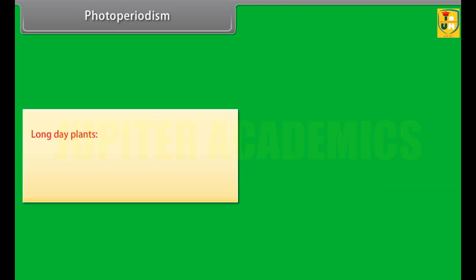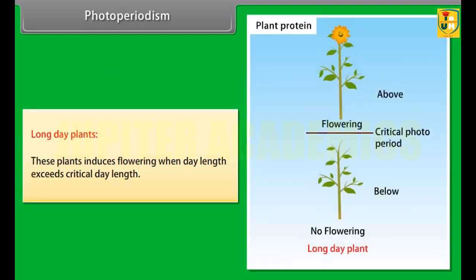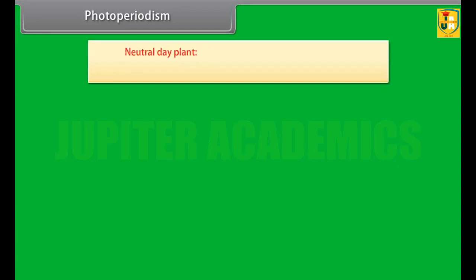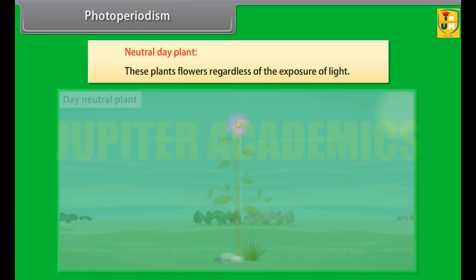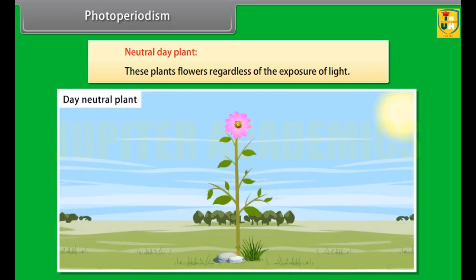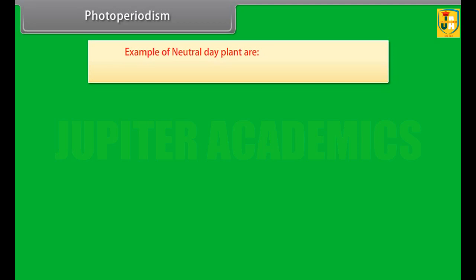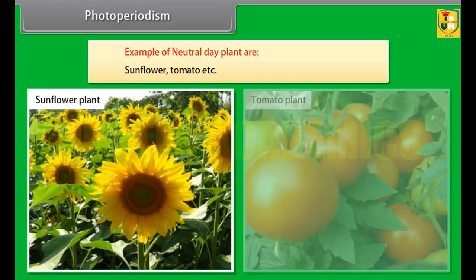Long day plants. These plants induce flowering when day length exceeds the critical day length. Examples of long day plants are barley, sugar, etc. Neutral day plants. These plants flower regardless of the exposure to light. Examples of neutral day plants are sunflower, tomato, etc.